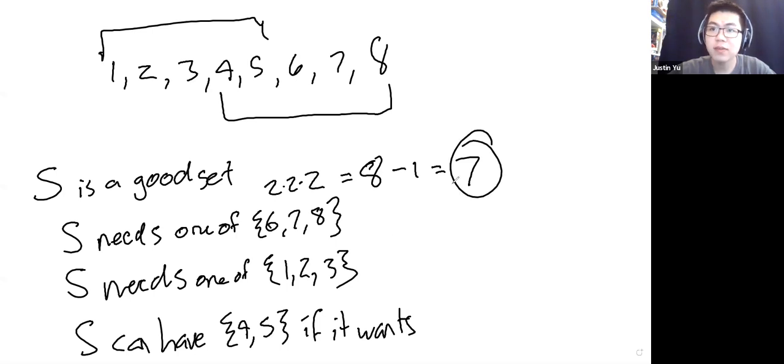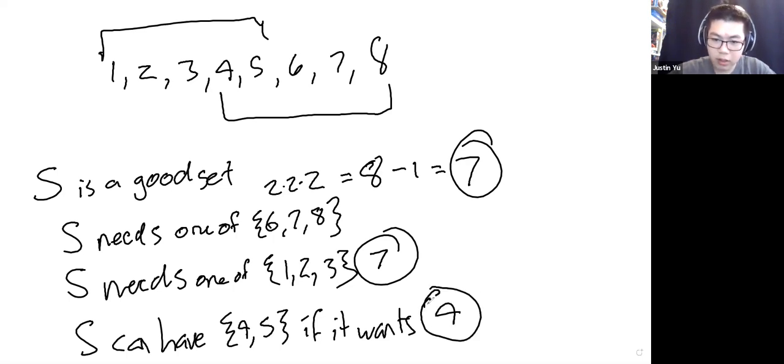I'll circle that. Does anybody have any questions as to why we have to subtract 1 from the number of possibilities of 6, 7, 8? If you do, you can ask Andrew. All right, now S needs one of 1, 2, 3, and that's 7 because these 2 problems are essentially the same. This one is unchanged. This is 2 squared, which is 4. And the reason it is is because we don't care whether S has 4 or 5.